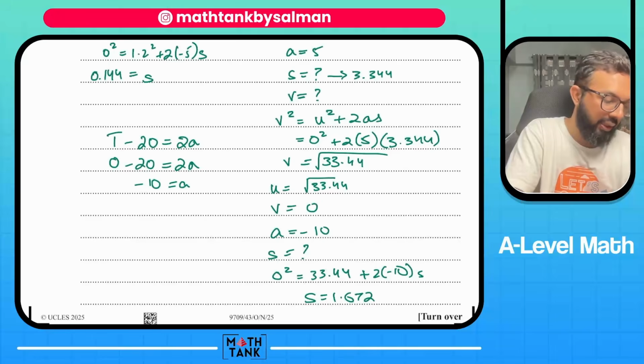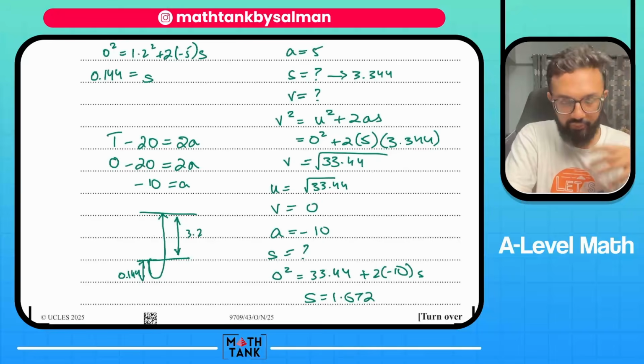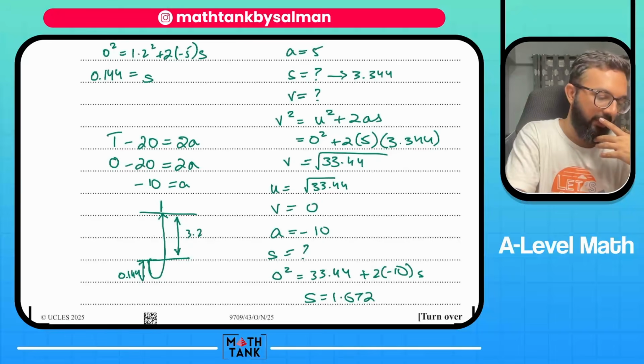What was happening? A was first moving down like that, then it went up like that, and then it went further up. Let's make that smaller. So it went a distance of 0.144. This distance was 3.2, where it returned to its initial position and then B hit the ground. Then it went further up. How much did it go further up?